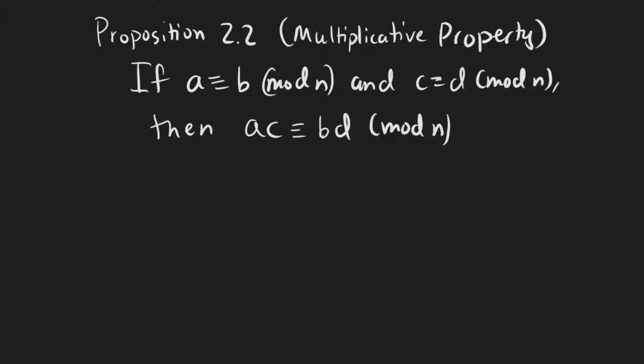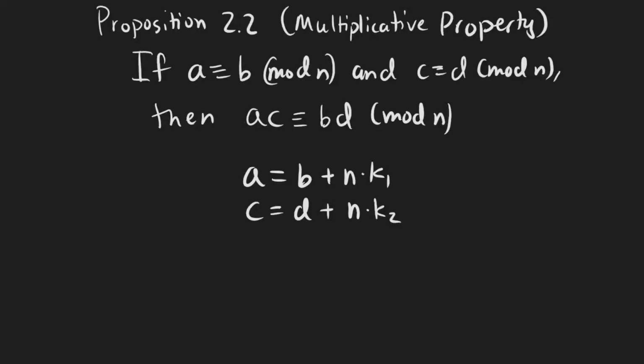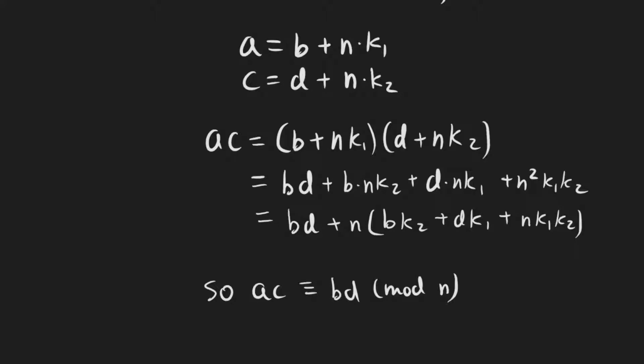Now let's look at another property. If A is congruent to B mod n and C is congruent to D mod n, then A times C is congruent to B times D mod n. To prove this, we'll start by doing the exact same thing we did before. We write A as B plus n times k1 and C as D plus n times k2. Then we just multiply A and C, so we get AC equals the quantity B plus n k1 times the quantity D plus n k2.